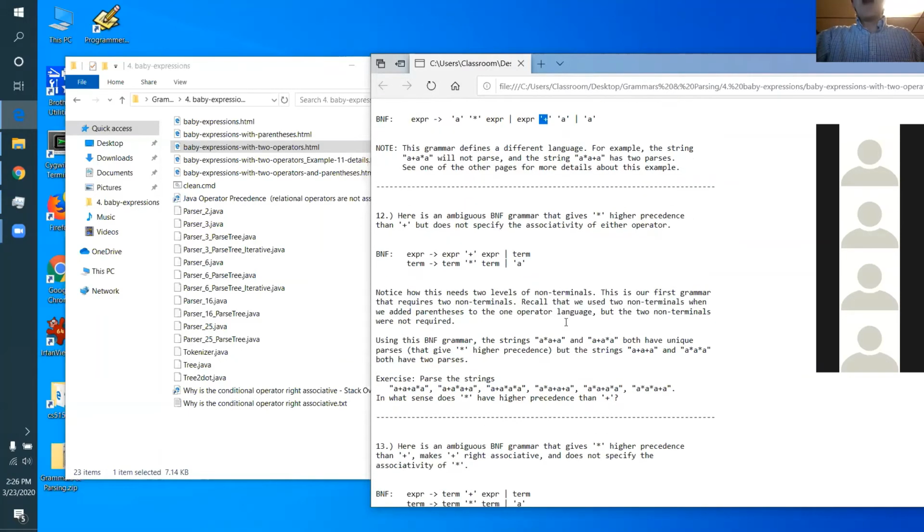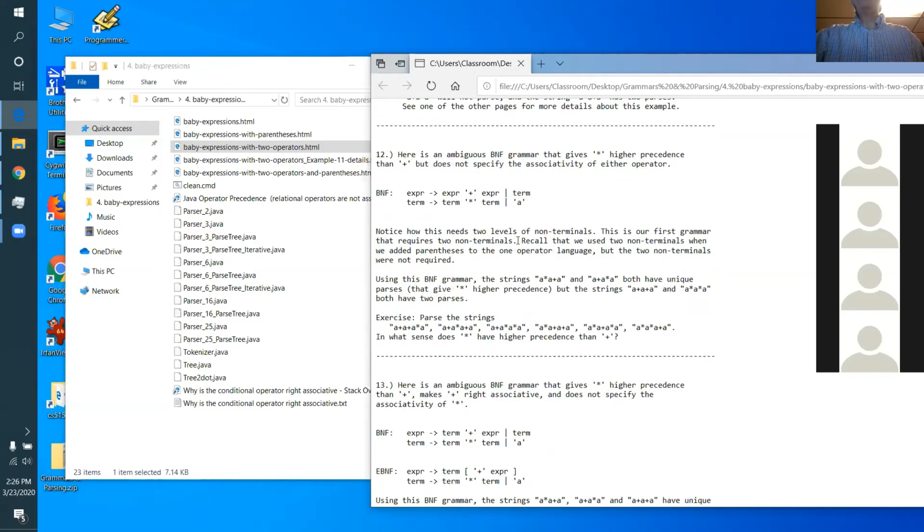So how can we mix addition and multiplication in a way that, first of all, gives us different levels of precedence, and we might also like to have one be left associative and one be right associative? So first we're going to tackle the precedence. Here we're going to make multiplication have higher precedence. But notice that we're going to have to do it by coming up with two pieces to the grammar.